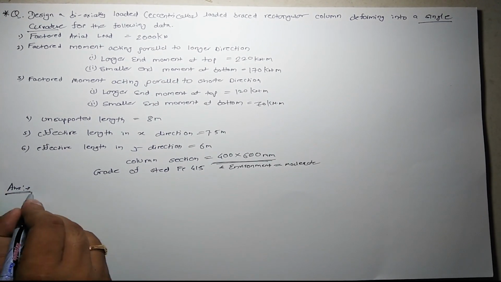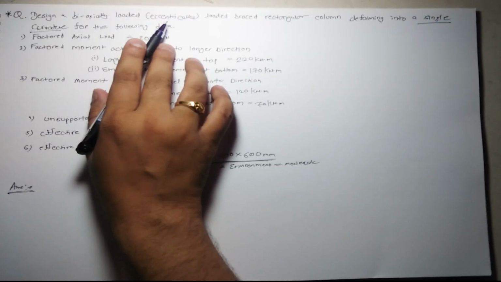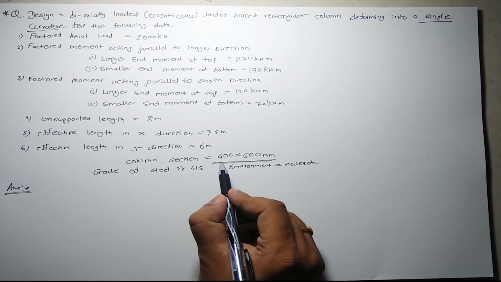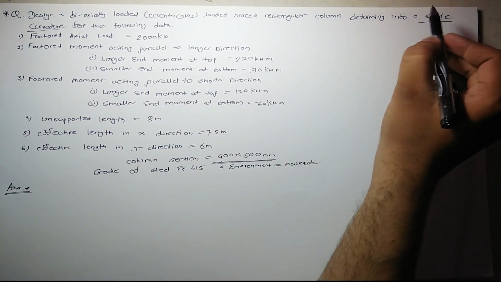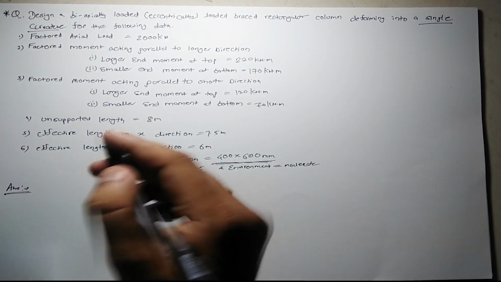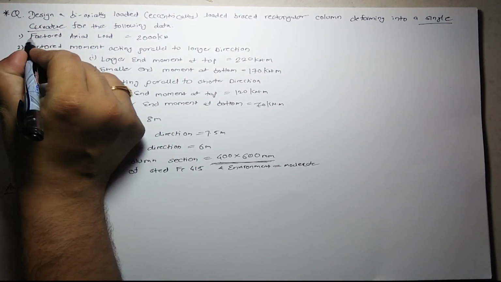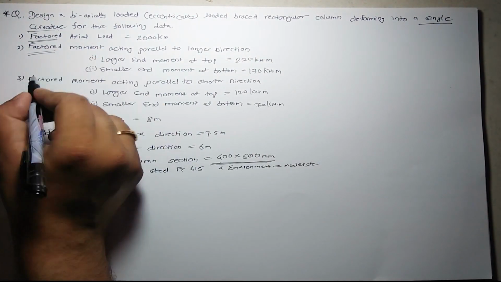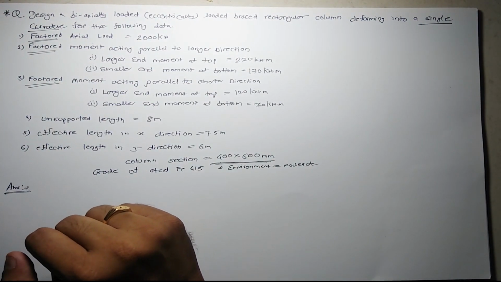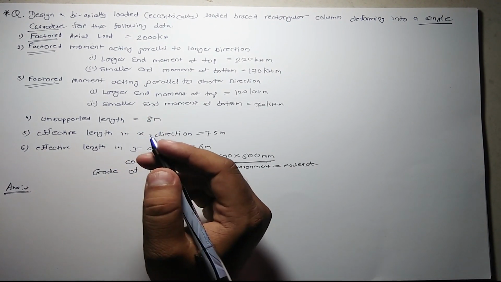I'll write it down here. We have a biaxially eccentrically loaded braced rectangular column having dimension 400 by 600 mm, deforming into a single curvature, so that we have to use the plus value. In further steps I'll explain. And the loads are factored, all the loads which are given are factored loads, so we are not supposed to multiply by 1.5, we directly use them.